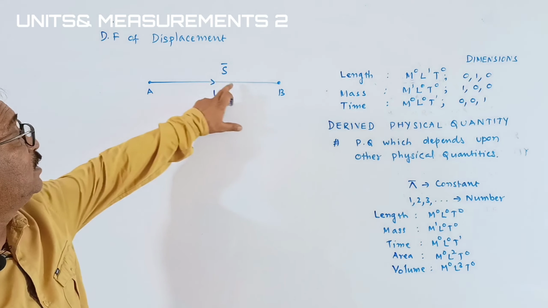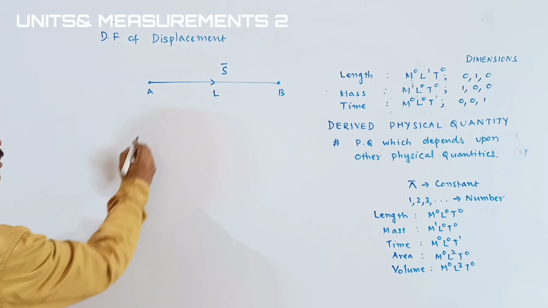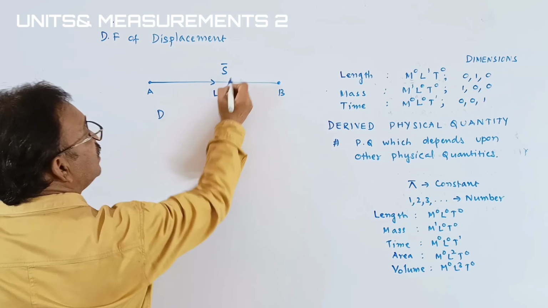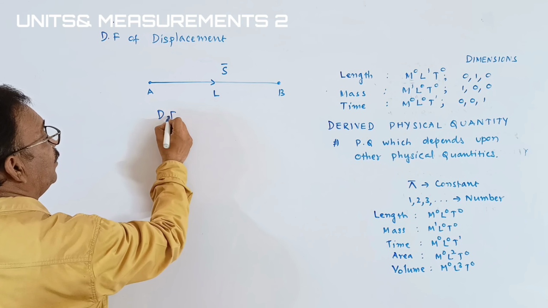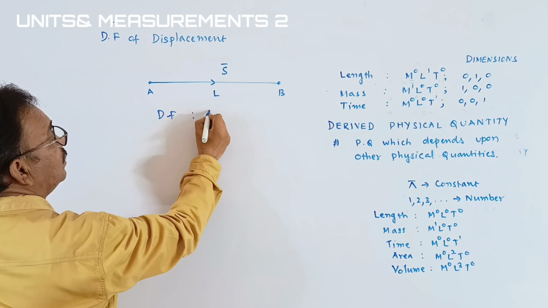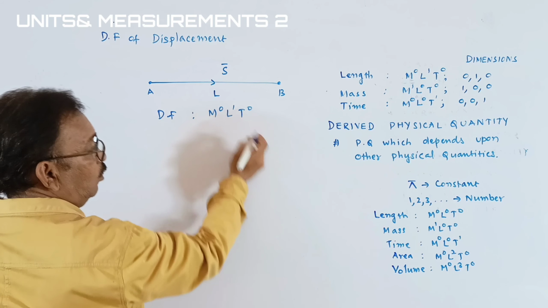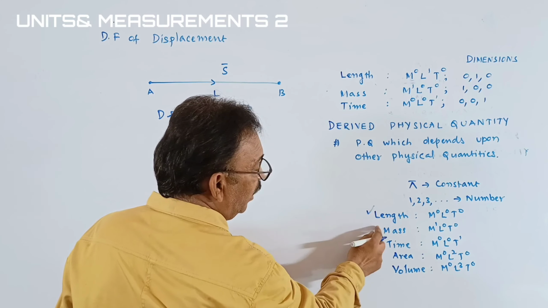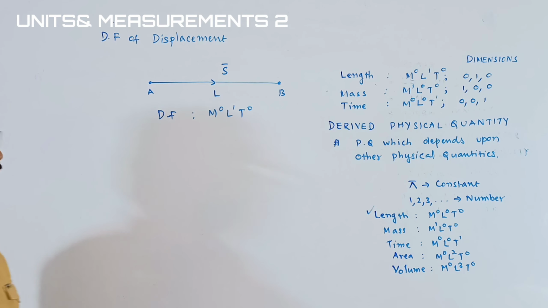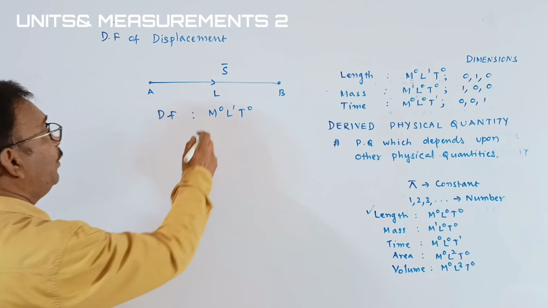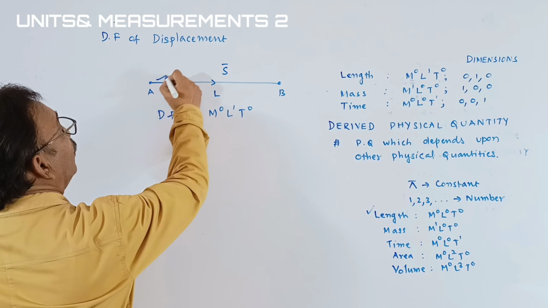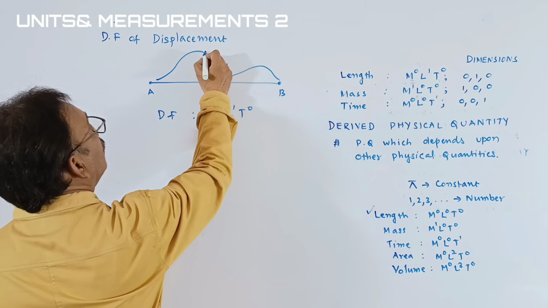Okay, students, it is the displacement. We are writing the dimensional formula. Displacement is nothing but length, I said. What's the dimensional formula? That is M0 L1 T0. Displacement is nothing but length. In the same way, length means the measured length between the 2 points.